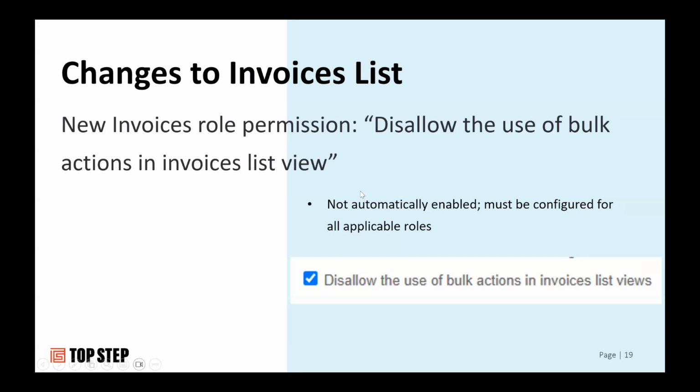This also, I think, is a little bit under the radar. We've had this request from other customers, and this is basically another permission that allows the use of bulk actions in the invoice list view. So you might say, why would this be relevant?